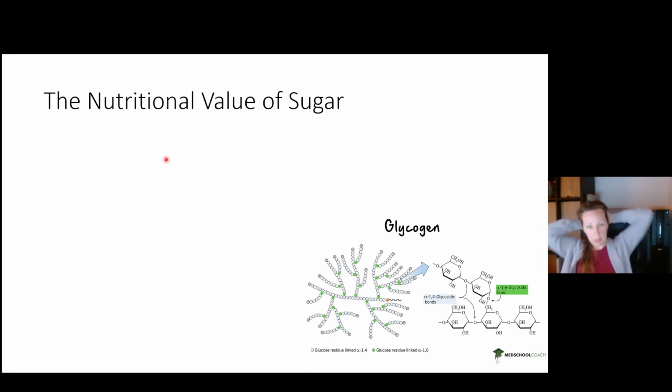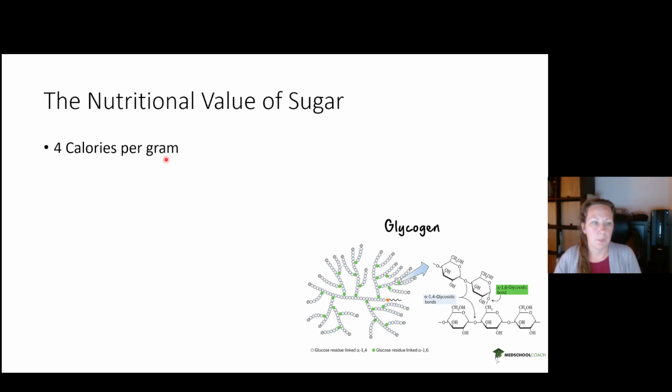So now we'll talk about nutrition. Switching gears to nutrition and sugar. Sugar is 4 calories per gram. As I go through each of our major macronutrients, I'm going to tell you how many calories per gram, because it's a common thing that you should kind of know. So for sugar, it's 4 calories for every gram.